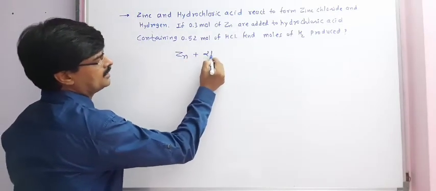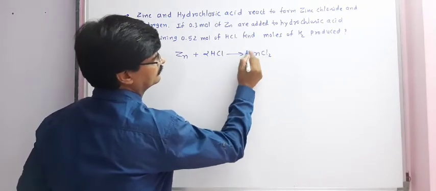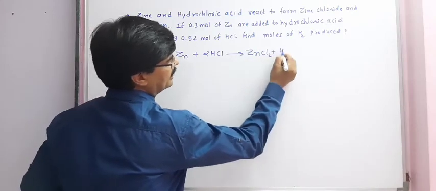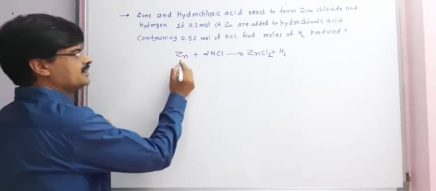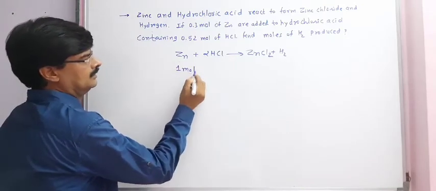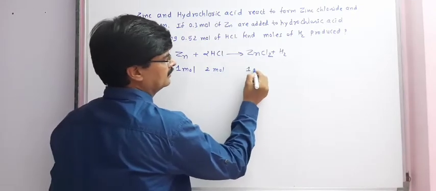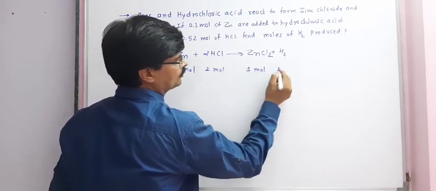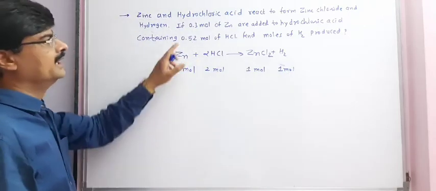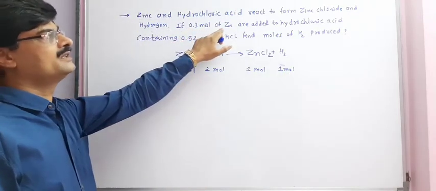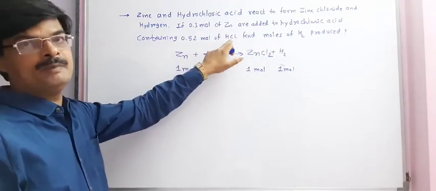Zn plus 2HCl will give ZnCl2 plus hydrogen. Now stoichiometric coefficient Zn 1 mole, hydrochloric acid 2 mole, zinc chloride 1 mole and hydrogen also 1 mole. Now here it is given 0.3 mole of zinc are added to hydrochloric acid containing 0.52 mole of hydrochloric acid.